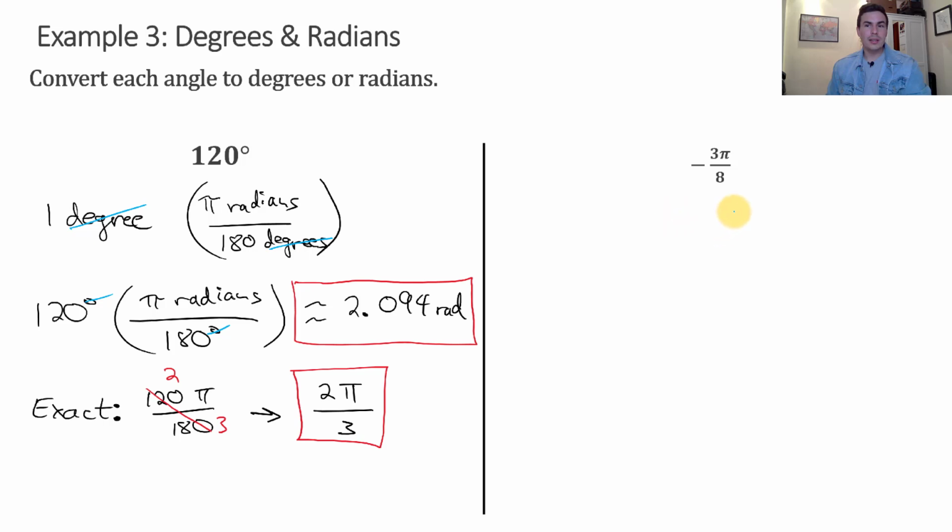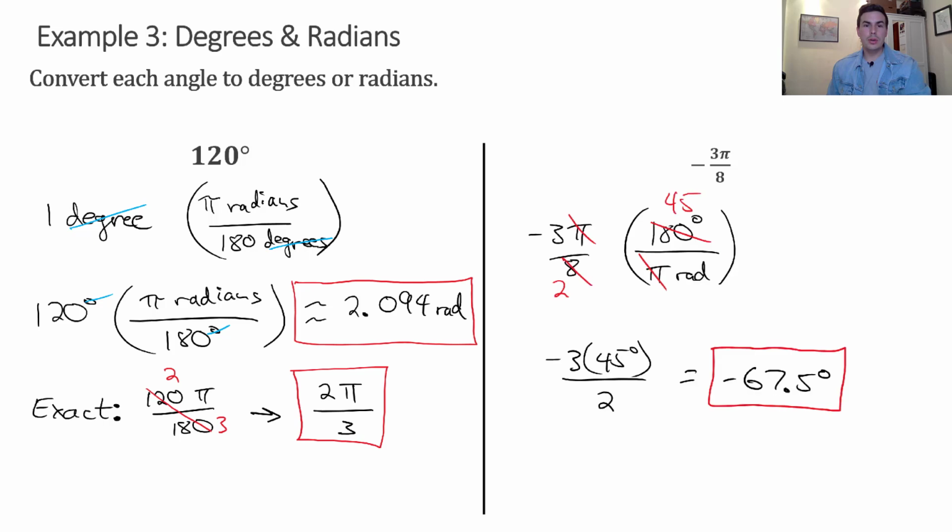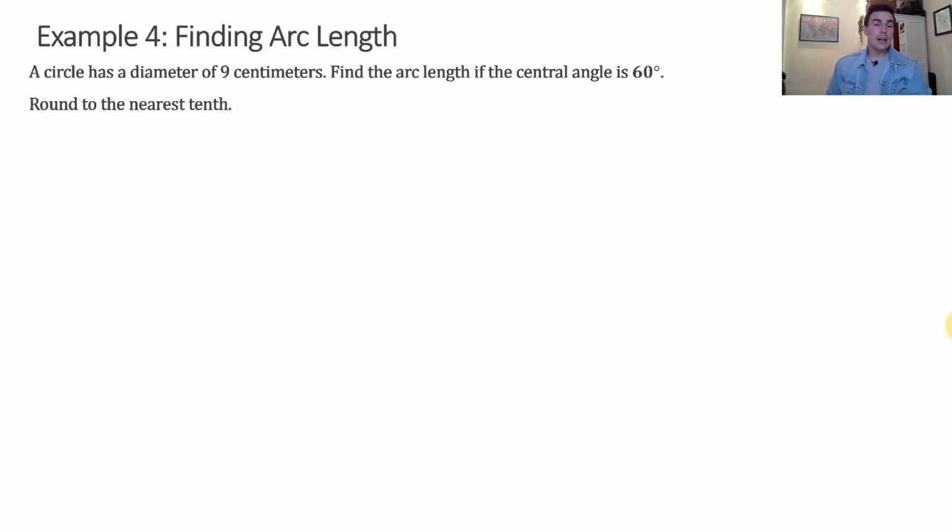All right, now let's take a look at converting radians to degrees. So you guys pause the video and use the same ratio to see if you can convert from radians into degrees. All right, hopefully you used 180 degrees over pi radians and you simplified, and then you got negative 67.5 degrees. Okay, so this is the process I'm doing. If you got something different, make sure you check that out. Otherwise, let's move on to our last example of finding arc length.